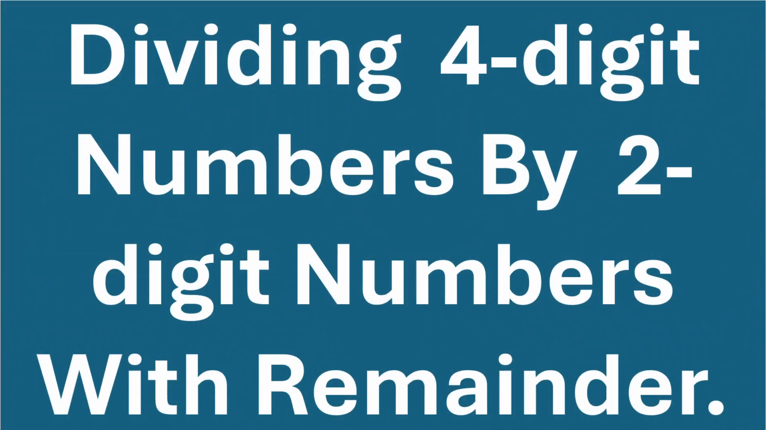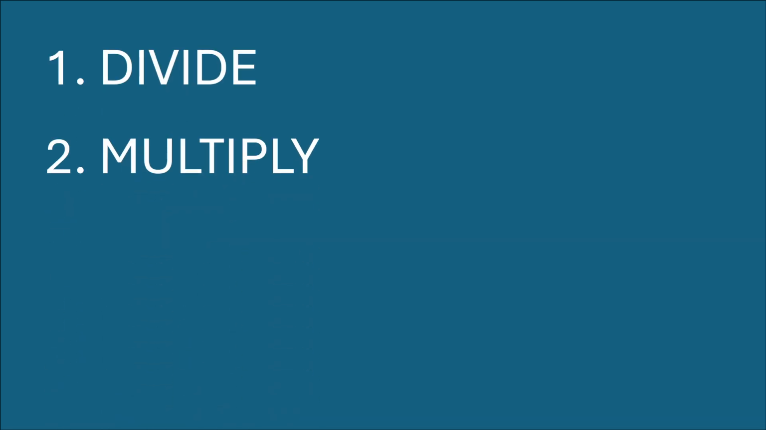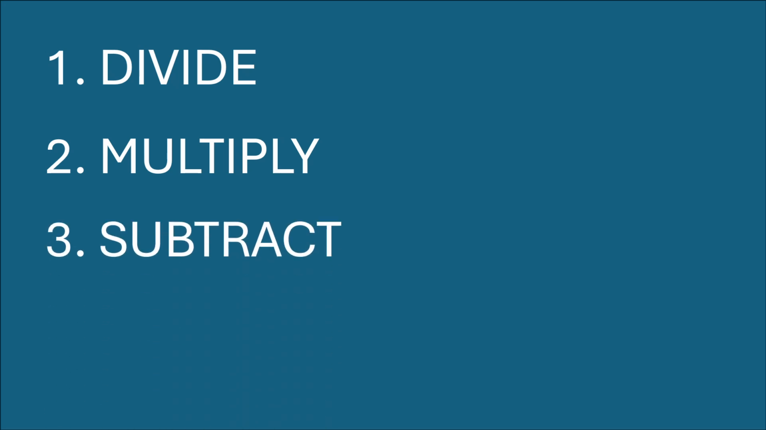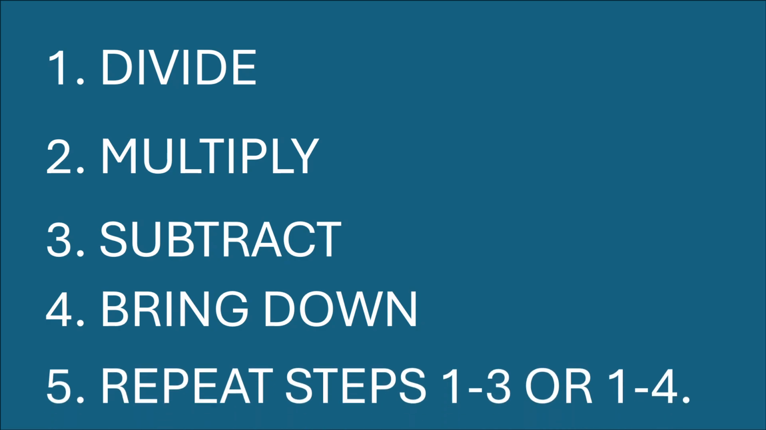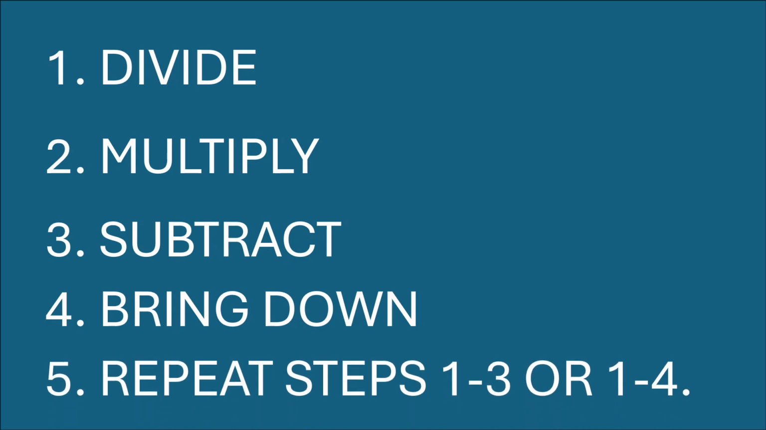Dividing 4-digit numbers by 2-digit numbers with remainder. In division, we have to remember the following steps. First, we're going to divide. Next is multiply, then subtract, and then bring down. And then repeat steps 1 to 3 or 1 to 4, depending on the number of digits in the dividend.